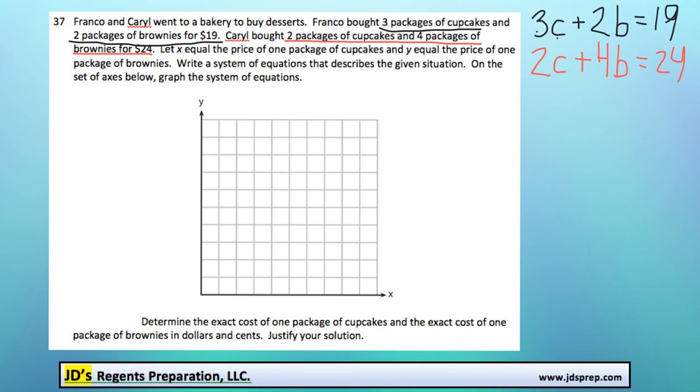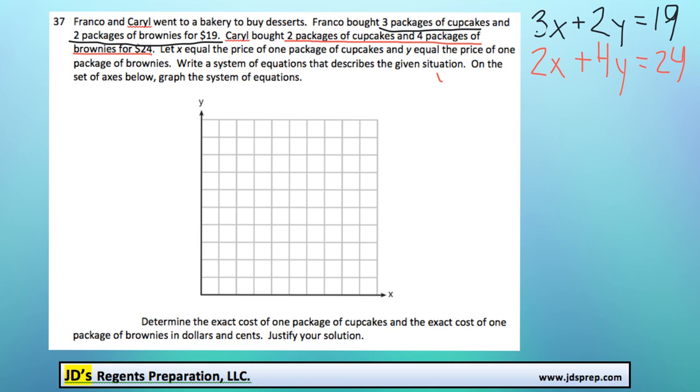Instead of brownies, we're going to use y. Okay, so 3x plus 2y, and then the second equation will be 2x plus 4y. All right, now we've got the first step done. We've got our system of equations.